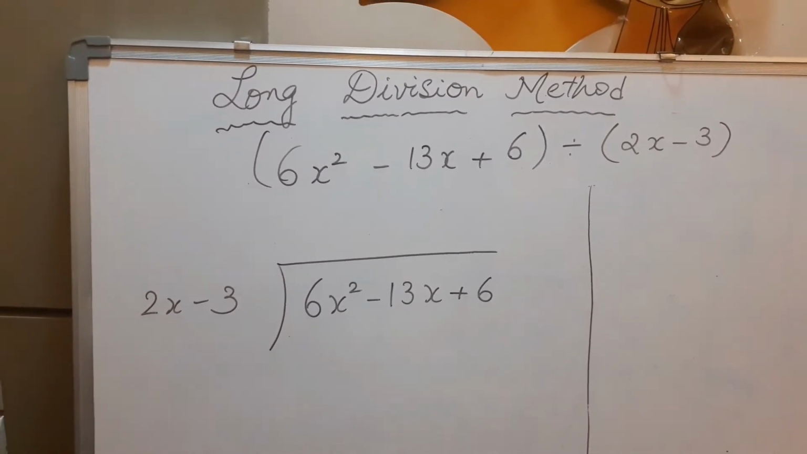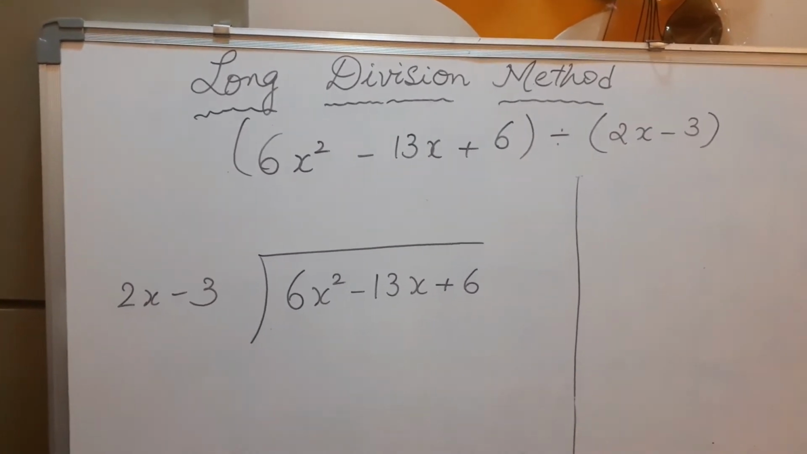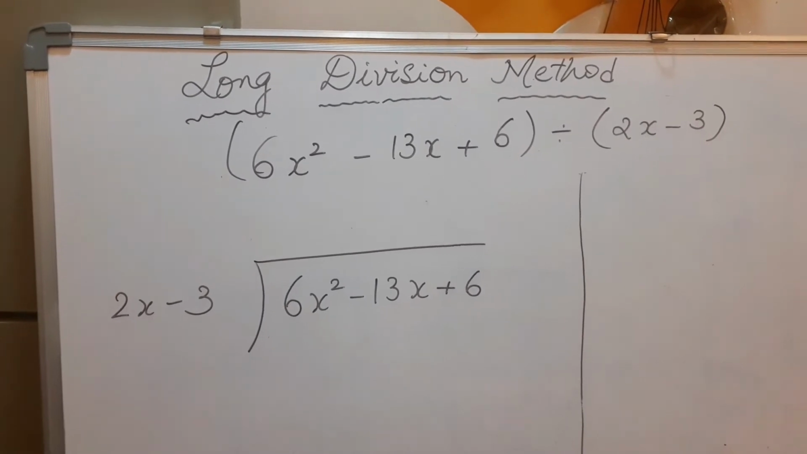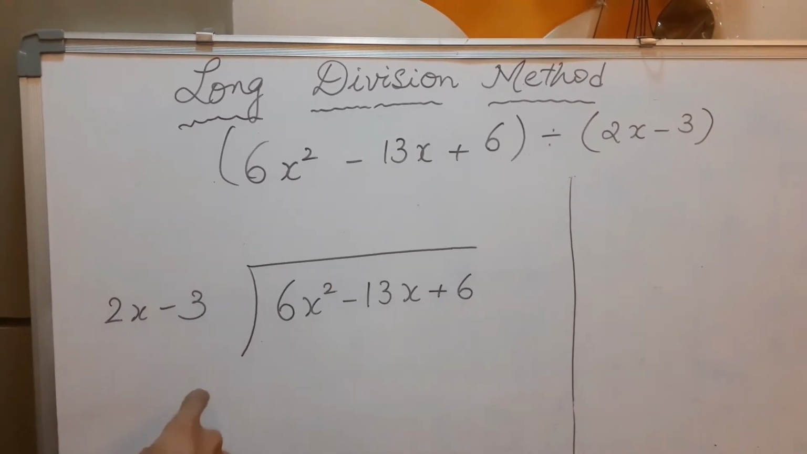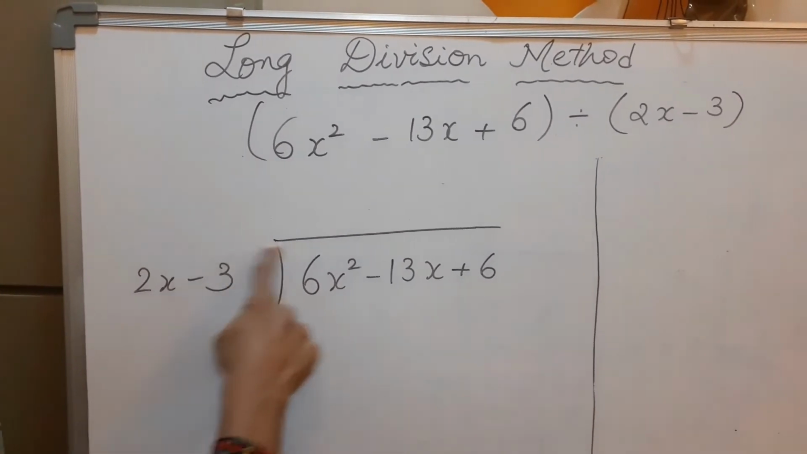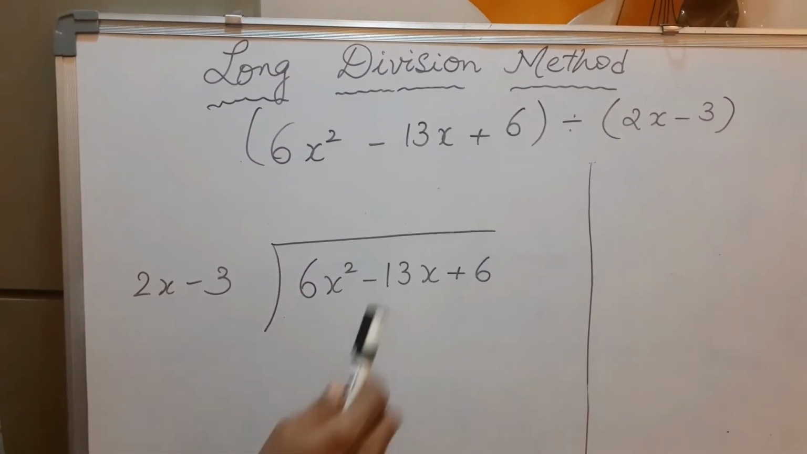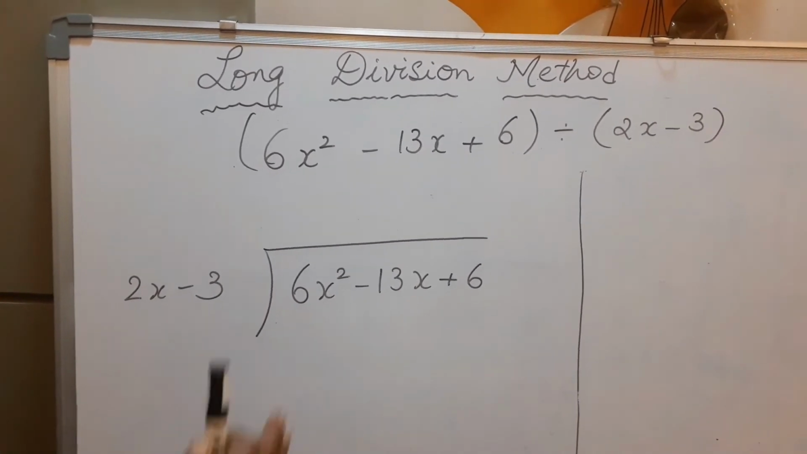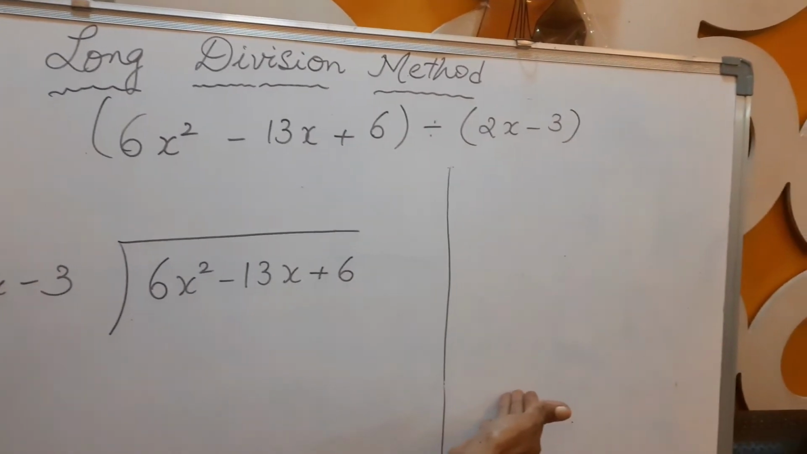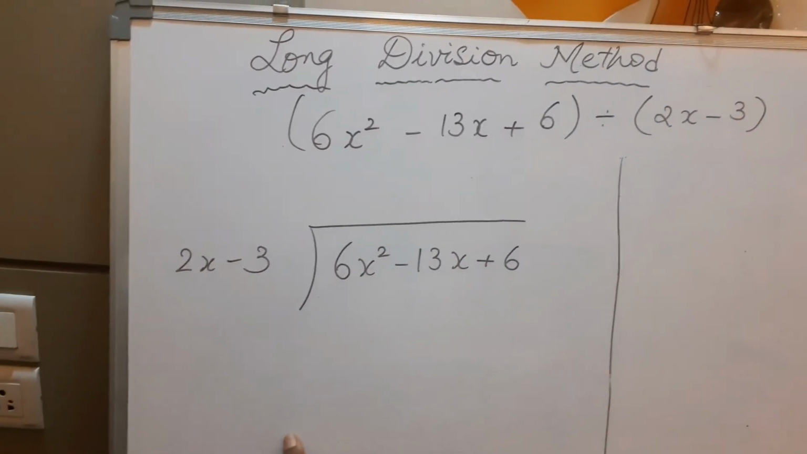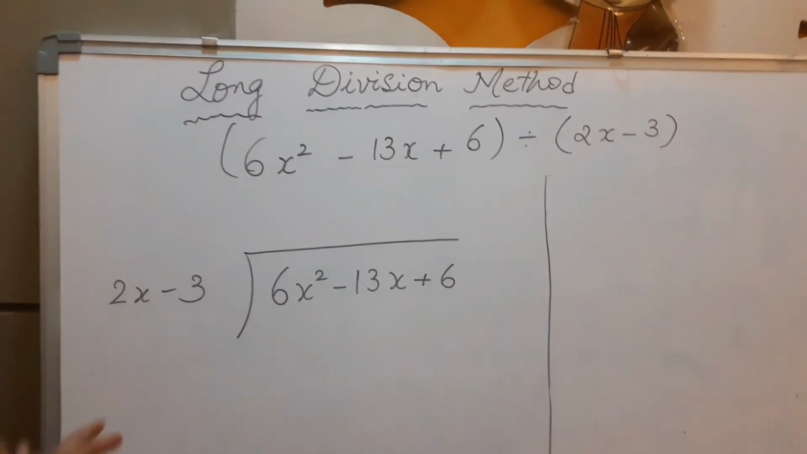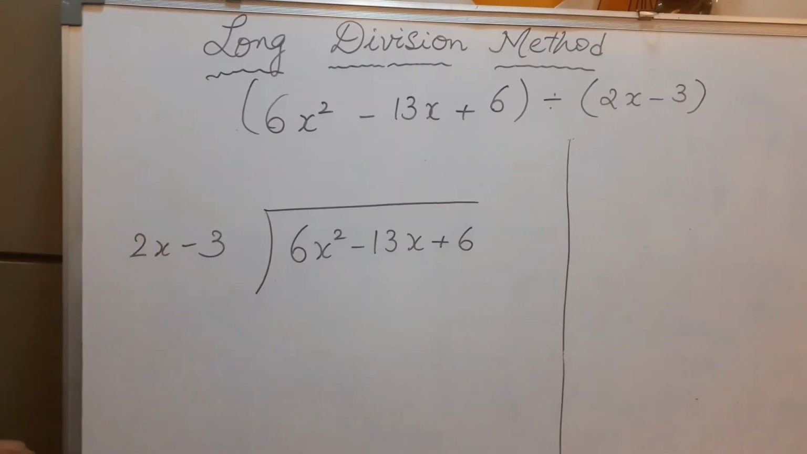We shall see one example: 6x square minus 13x plus 6 divided by 2x minus 3. Now in this method, we write this equation in the standard form as dividend and divisor, as we usually write. And for this method, it is better that you divide your page into two parts. You do the rough work on the right side and you solve the problem on the left side. If you do this in a systematic and disciplined manner, you will get the answer quickly. Otherwise, there will be a lot of confusion.